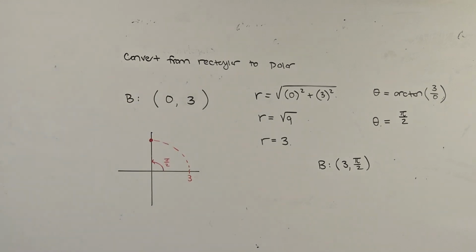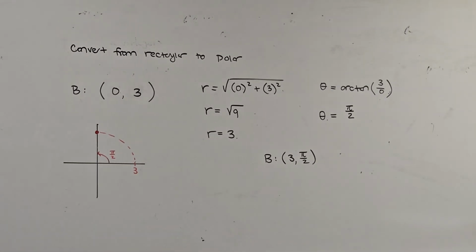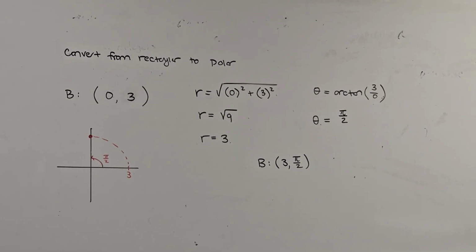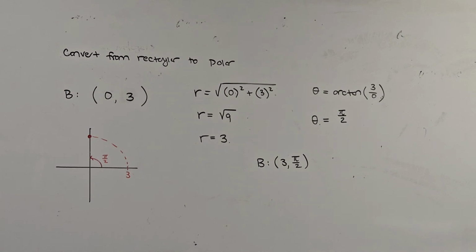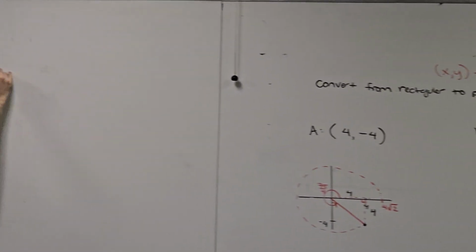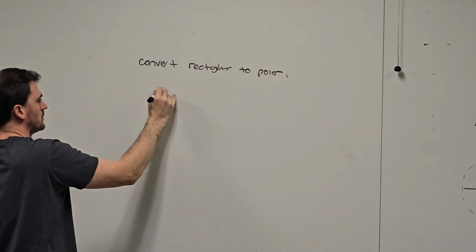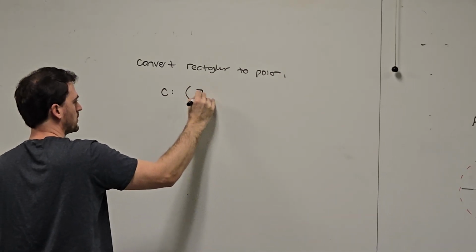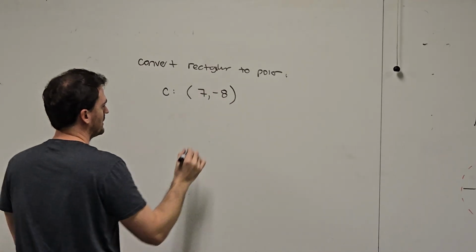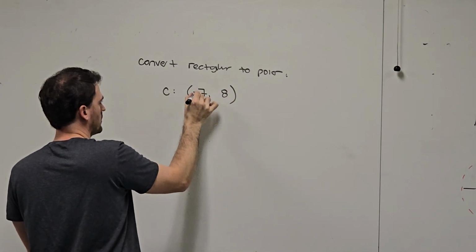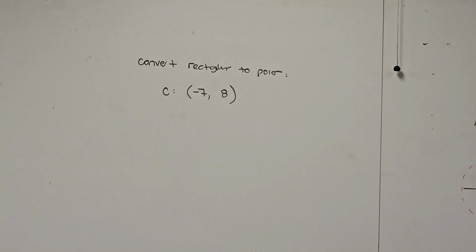Are we good there, or do we need to see one more? Let's do one where we would need a calculator. Reviewing polar coordinates.